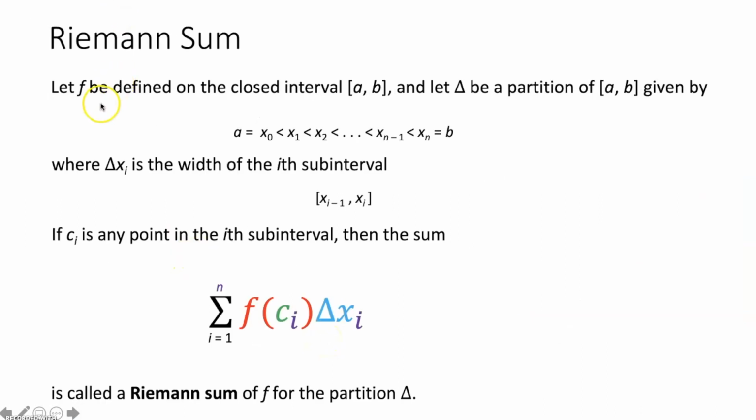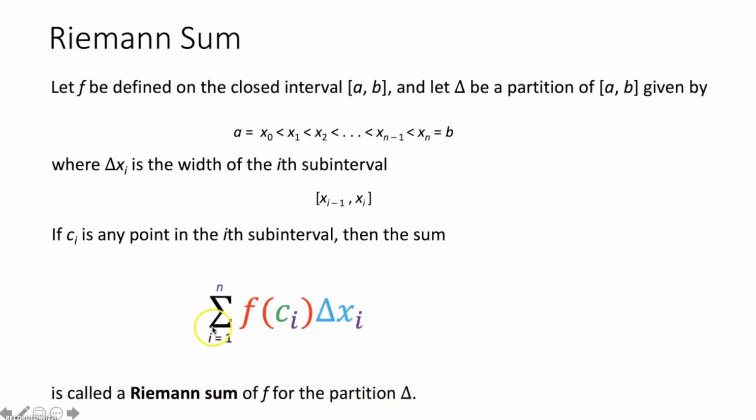Now, a Riemann sum says let f be defined on the closed interval from a to b, and let delta be a partition of the closed interval from a to b, given by this given inequality, where delta x sub i is the width of the ith subinterval, the closed interval from x sub i minus 1 to x sub i. If c sub i is any point on the ith subinterval, then the sum from i equals 1 to n of f of c sub i times delta x sub i is called a Riemann sum of f for the partition delta.